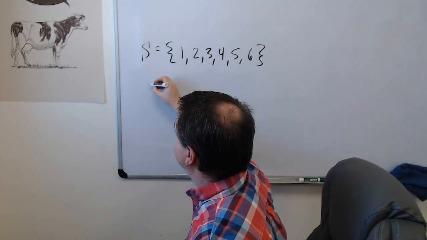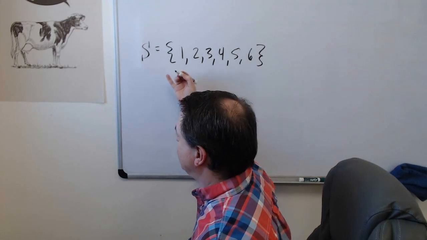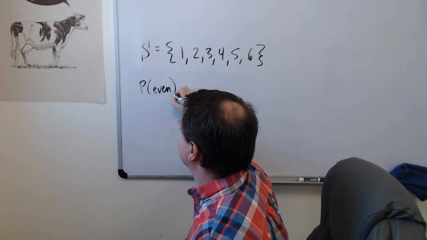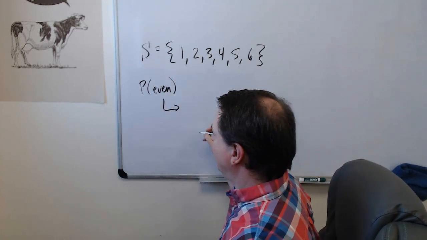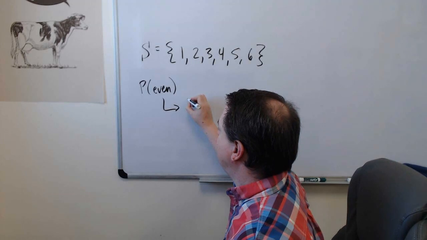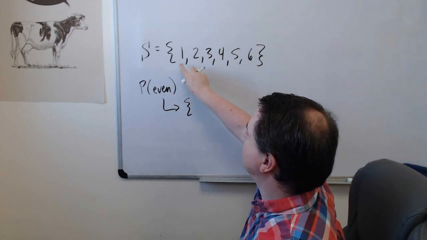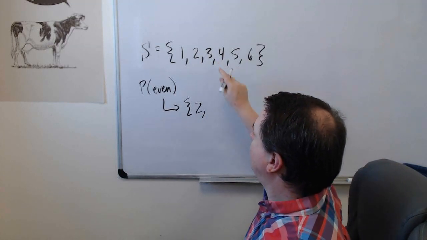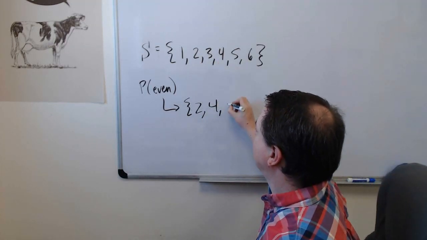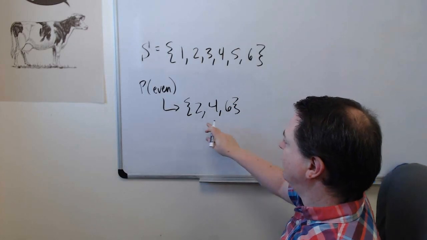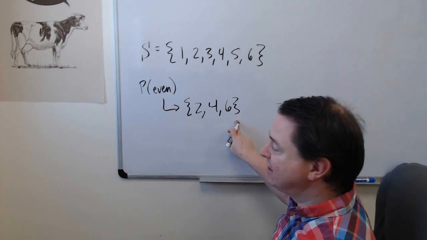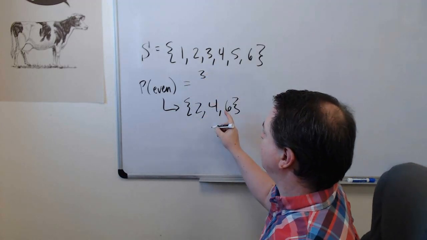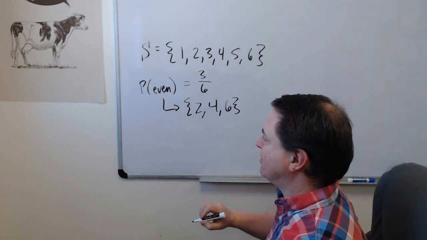And I want to find first the probability that I get an even number. Okay, well, the first thing I want to do when I get something like that is figure out what that would actually mean. So 1 is not even, but 2 is. 4 is even, and 6 is even. Okay, so that's what that event really is, written out as a set. So there are 3 even numbers out of 6 total.